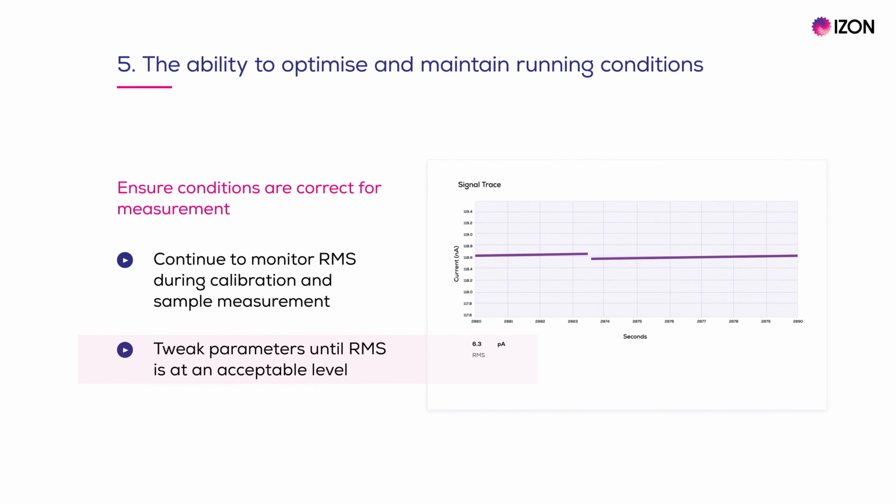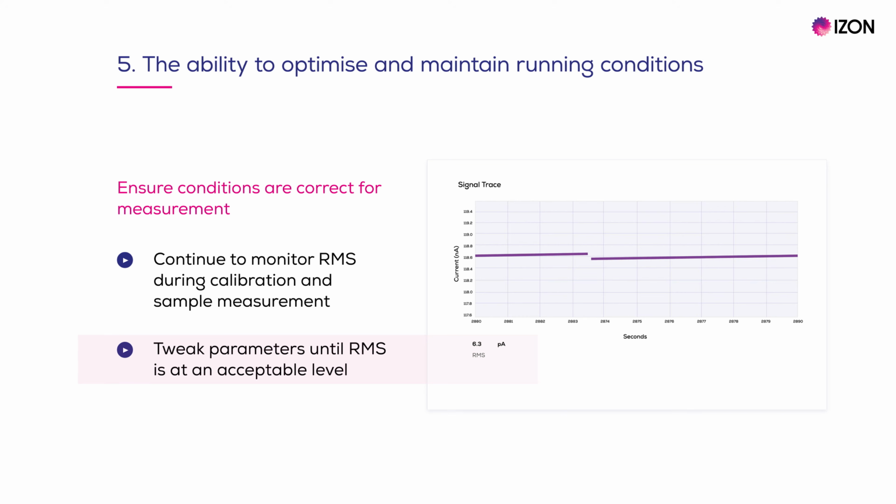And finally, the Exoid software provides a real-time measure of the root mean square, or RMS, which is a strong indicator of the signal-to-noise ratio. As the RMS value is constantly being updated, parameters can be adjusted until an acceptable RMS value of lower than 15 picoamps has been obtained.